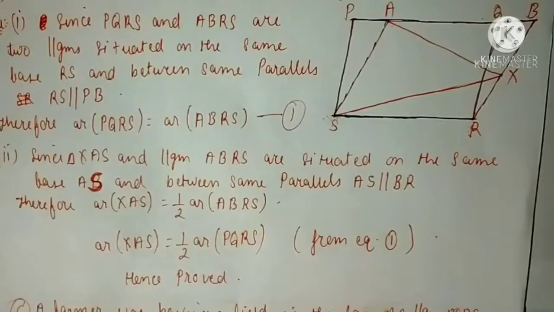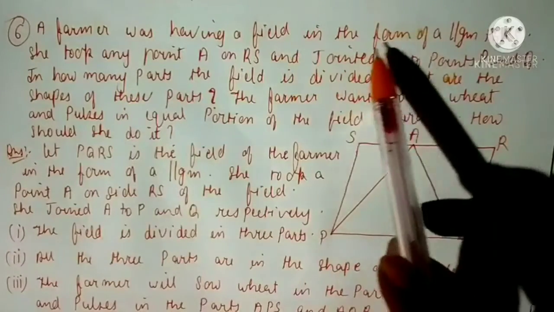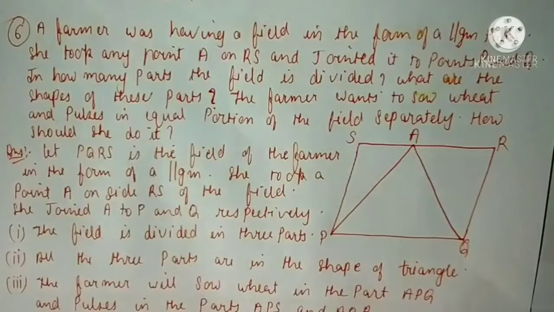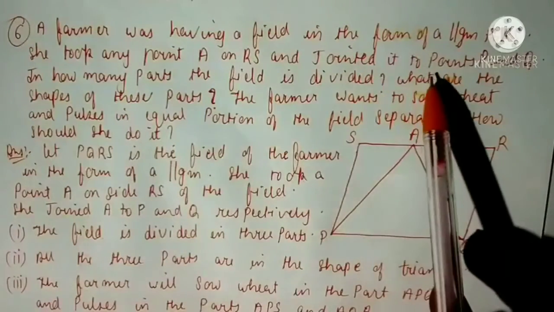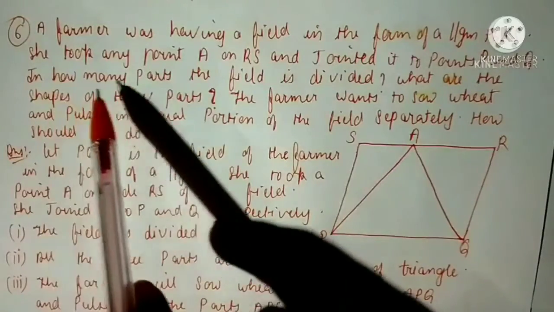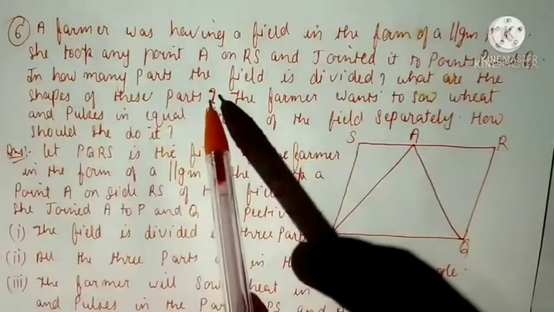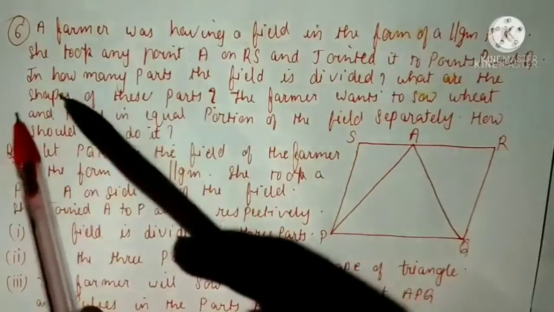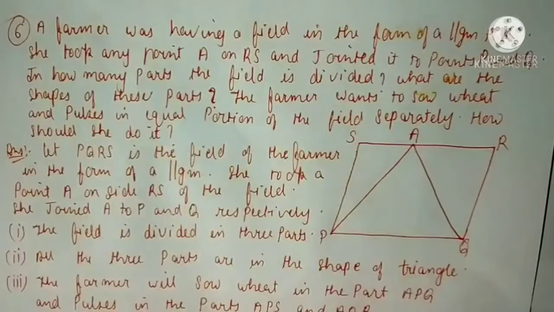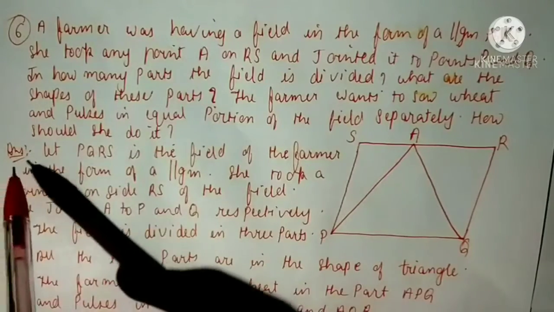Now see the sixth question. A farmer was having a field in the form of a parallelogram PQRS. She took any point A on RS and joined it to points P and Q. In how many parts is the field divided? This we have to find. What are the shapes of these parts? This also we have to tell. The farmer wants to show wheat and pulses in equal portions of the field separately. How should she do it? Okay, let's see the answer of this question.